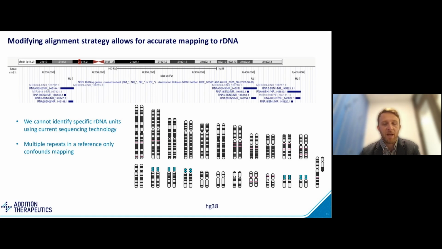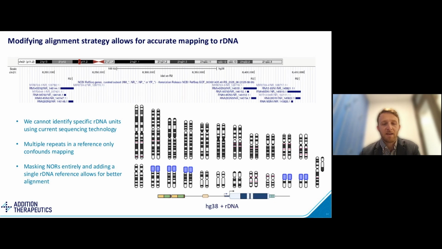And so what I ended up doing was masking out these p-arms entirely and supplementing with a single unit of the rDNA. Having this single rDNA unit to align against provides a lot more confidence in the mapping and results in better calls downstream.